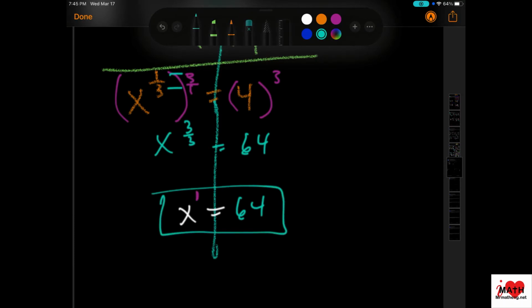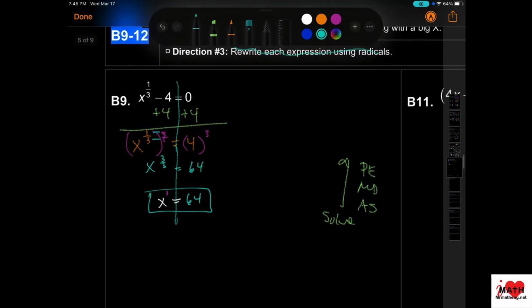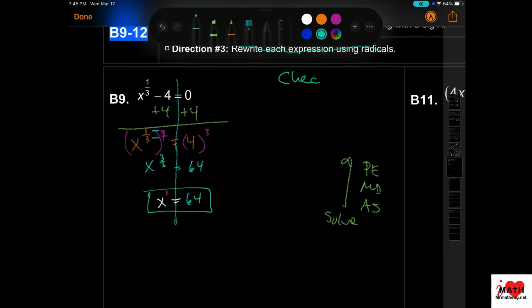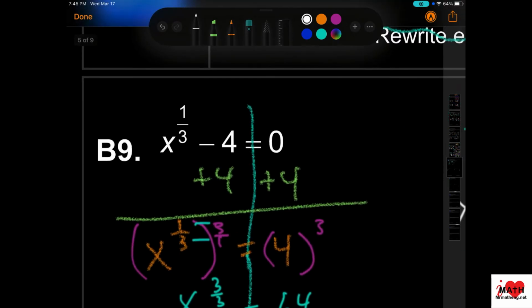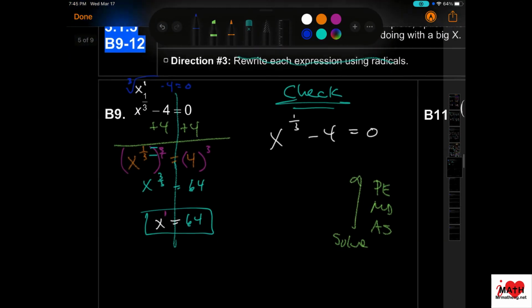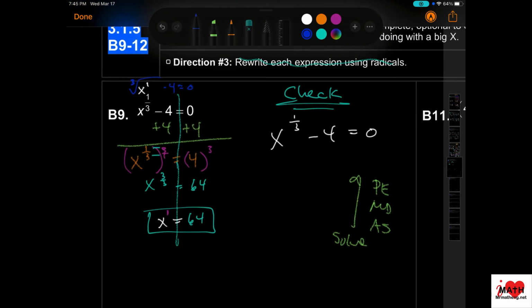And again, we're gonna do the same thing we've been doing. We gotta check our answer. So let's go ahead and write the original. X to the 1/3 minus 4 equals 0. Now remember, you could have done something like x to the 1st to the 3rd power, and then that minus 4 is on the outside. You could have done that. Totally fine. Okay, so x is equal to 64.